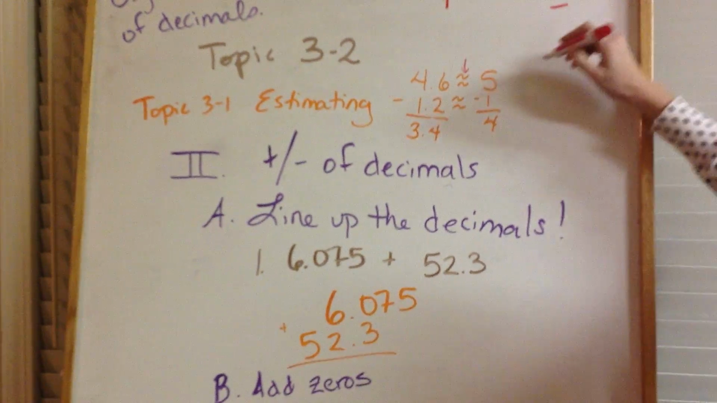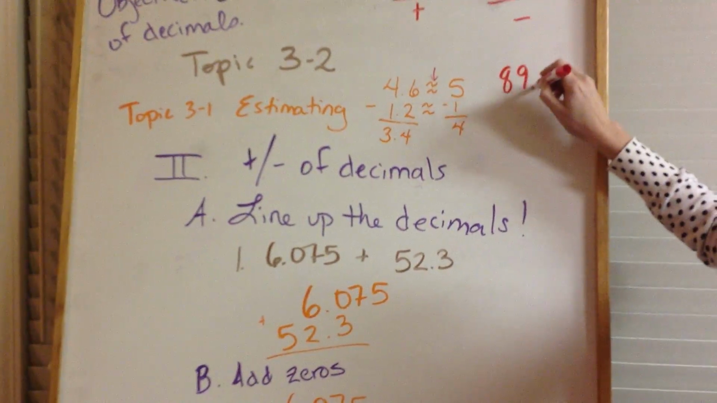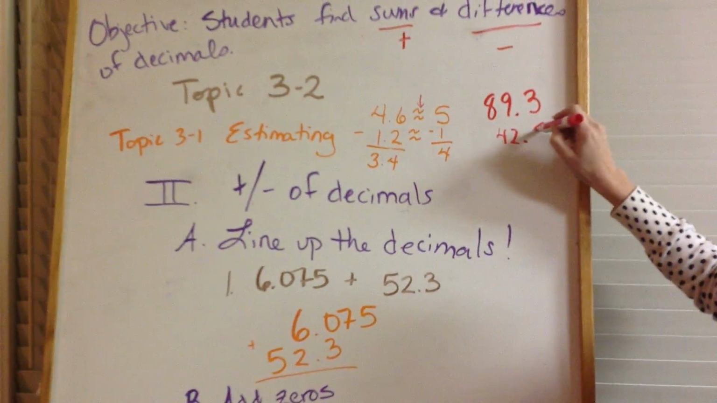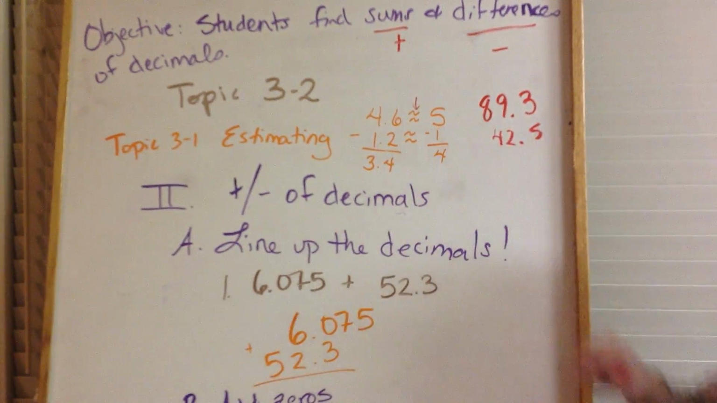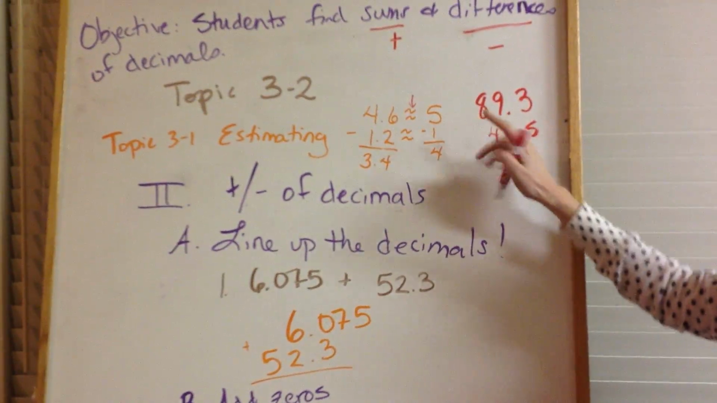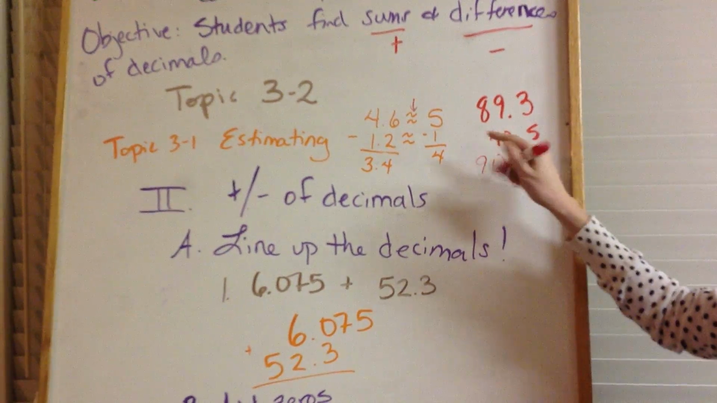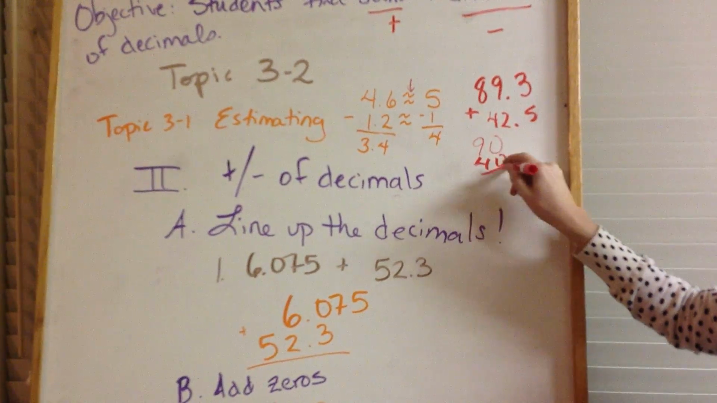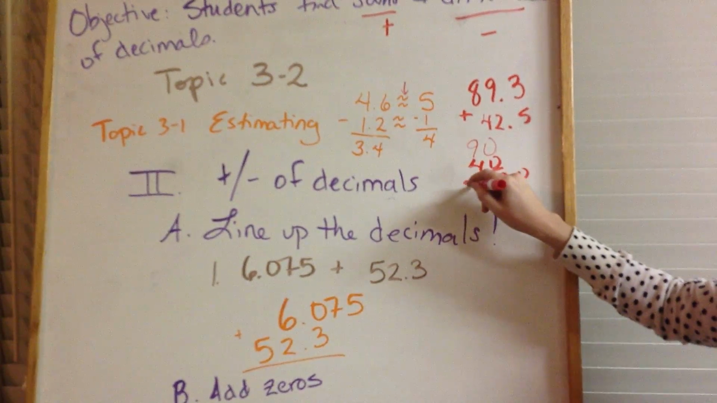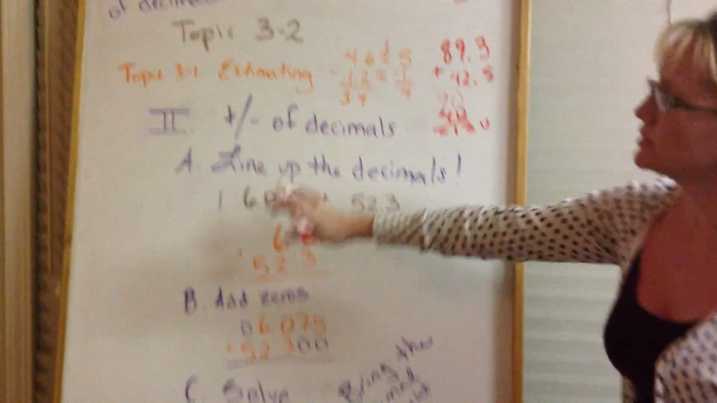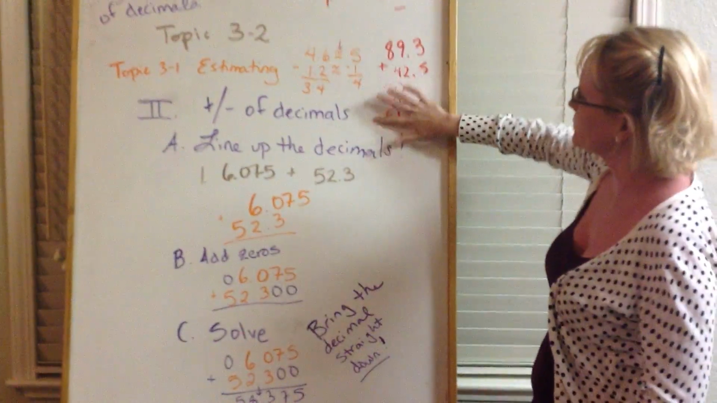Another example would be 89 3/10 plus 42 5/10. We're going to round to the tens place to estimate it. 89 is around 90 and 42 is around 40. So we're just estimating. This is approximately 130. And that's all we're going to talk about estimating. So now let's get on to the actual math here.